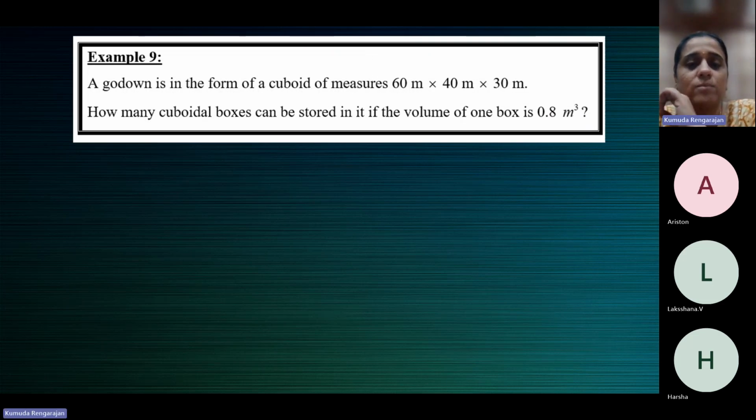A godown is in the form of a cuboid of measure 60 meters by 40 meters by 30 meters. So these are the dimensions of the godown. The godown is 60 meters long, 40 meters wide, and 30 meters high. So we can find the volume of the godown. L into B into H will give us the volume of the godown. The question is, how many cuboidal boxes can be stored in it if the volume of one box is 0.8 meter cubed?